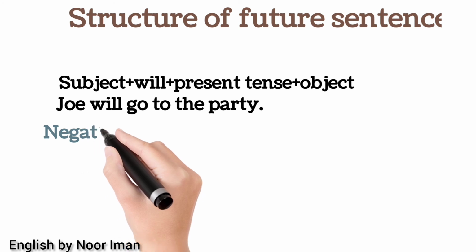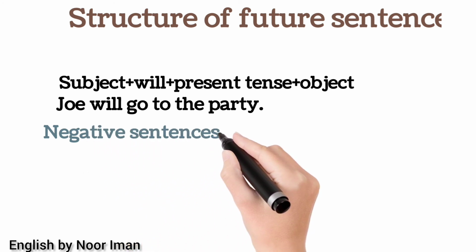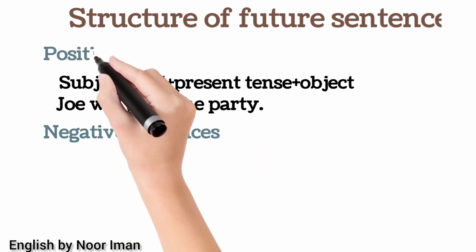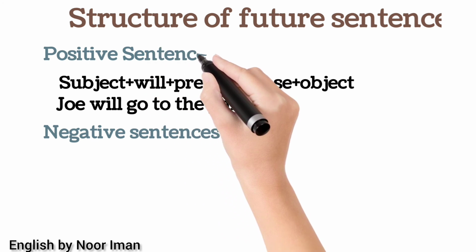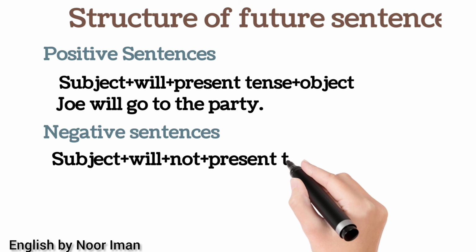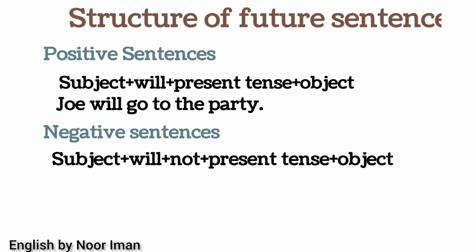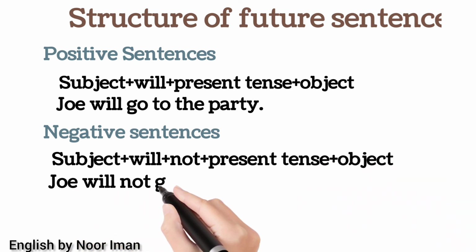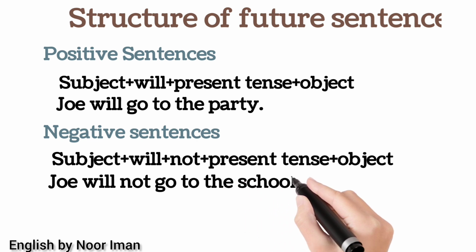Now comes the negative sentences: subject plus will plus not plus present tense plus object. So this is the structure of a negative sentence. Joe will not go to the school.